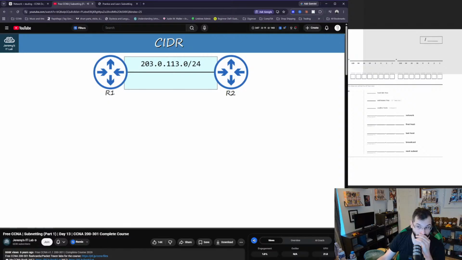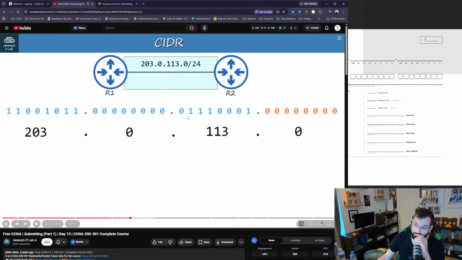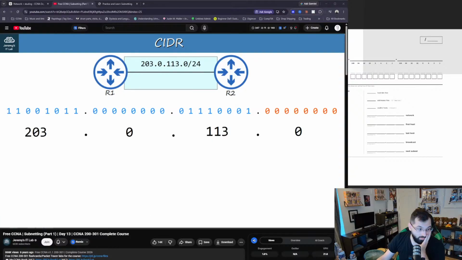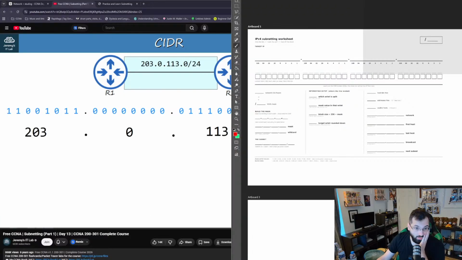Here's the same point-to-point network we looked at before. Previously, it was assigned the 203.0.113.0/24 network space, but that resulted in lots of wasted addresses. Let's write this out in binary. Here's the binary with the dotted decimal. Okay, and again, the reason that this is 203 is because of these numbers right here.